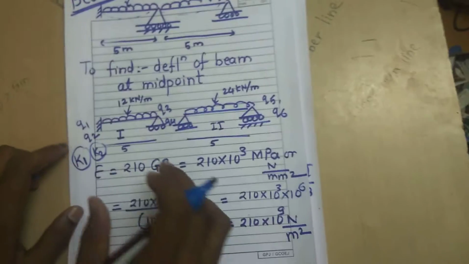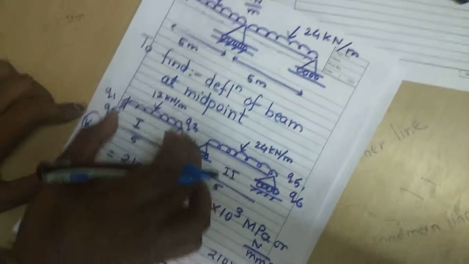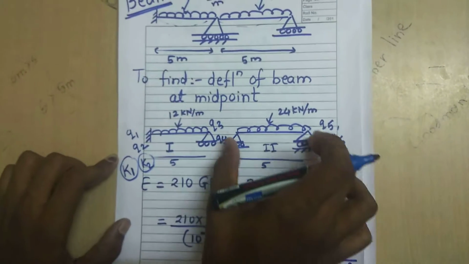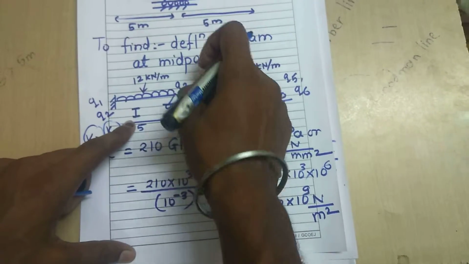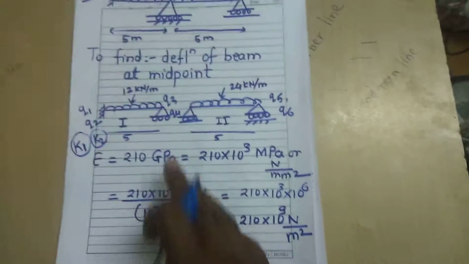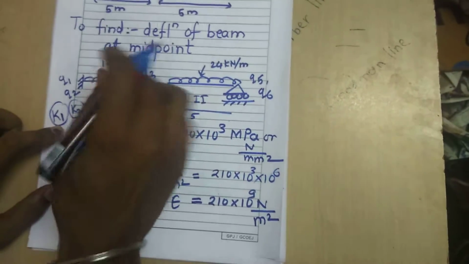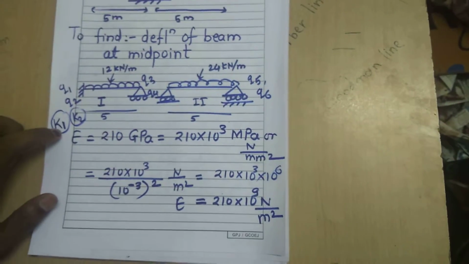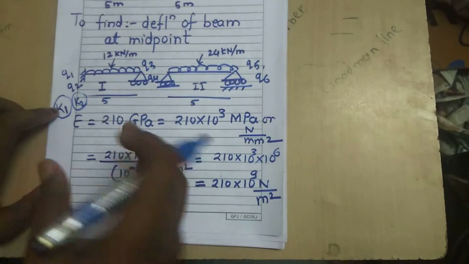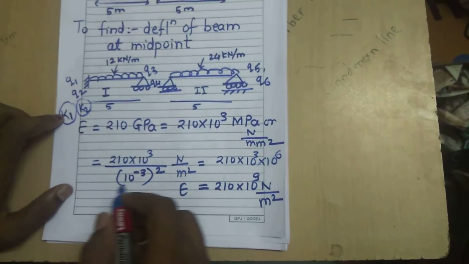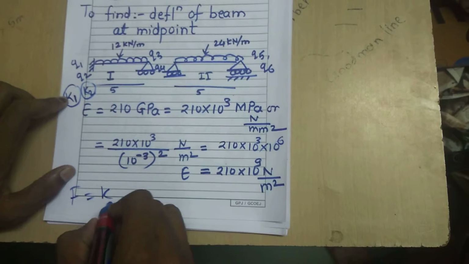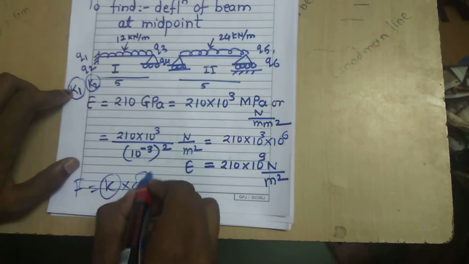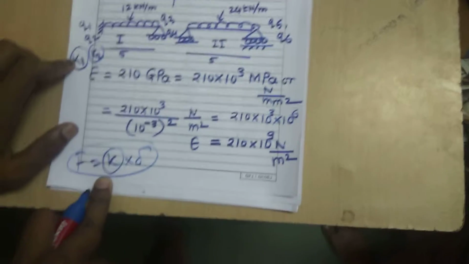the beam at the midpoint. First we are going to separate the beam into two parts, part 1 and part 2. We will call these element 1 and element 2, each having 5 meter length. In this we have to calculate the stiffness matrix of each element, where force equals stiffness K into deflection. We have to use this formula.